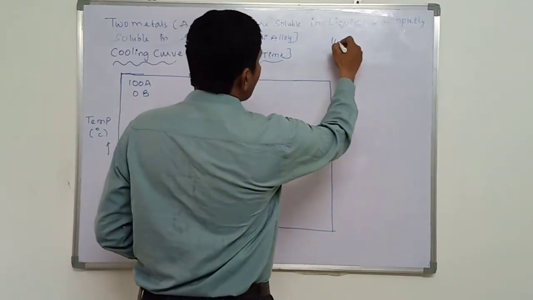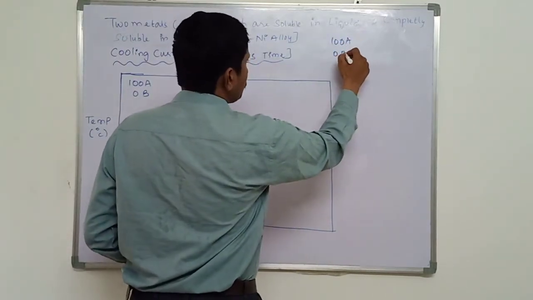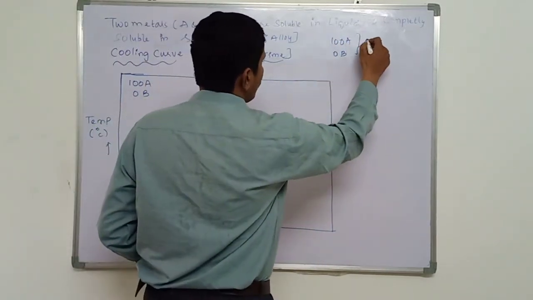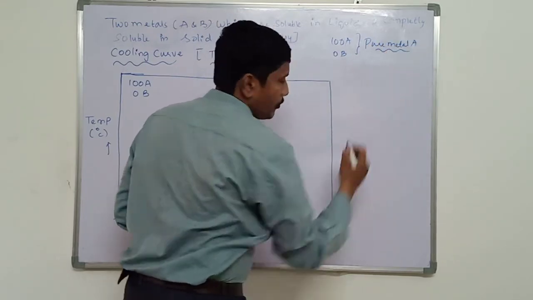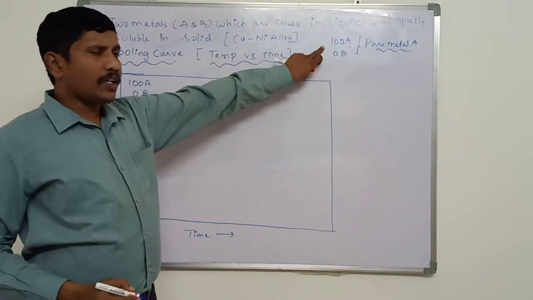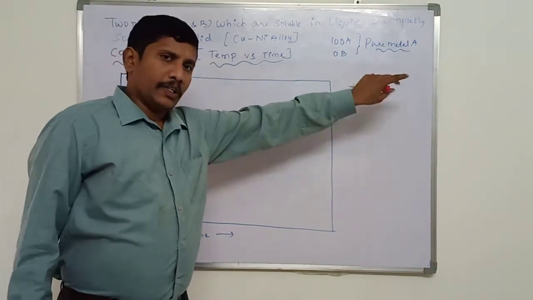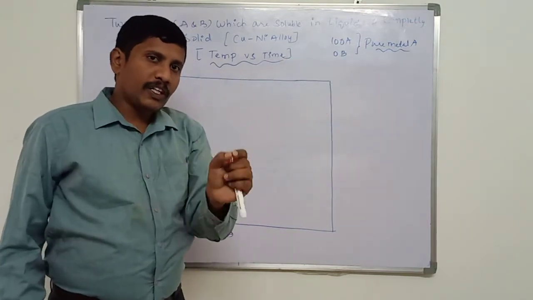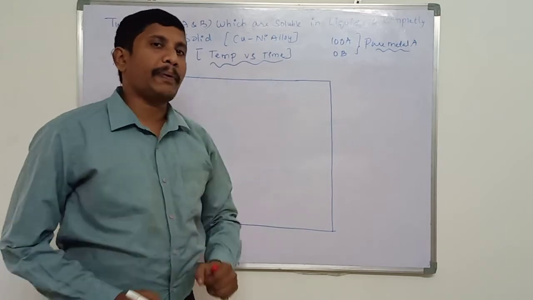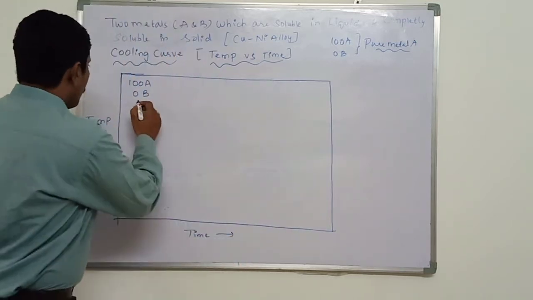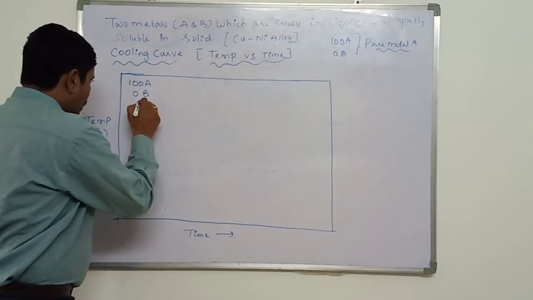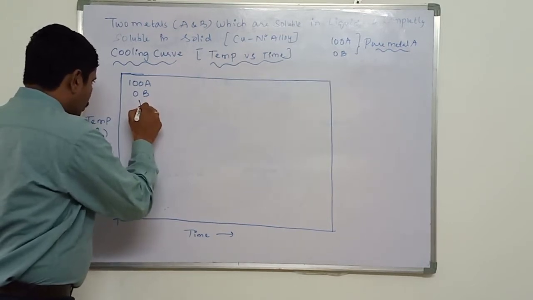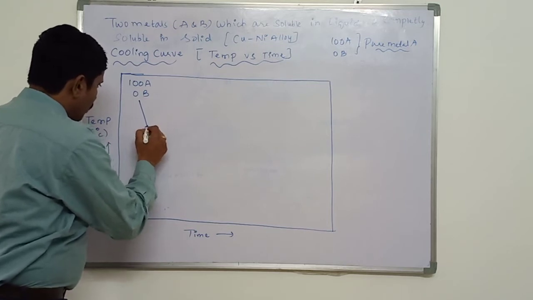So 100% A and 0% B. It is nothing but pure metal A. If you construct the cooling curve for pure metal A, the solidification will start and solidification will end at a fixed temperature, right? So if I am drawing the cooling curve, I am taking a constant rate of cooling. I am doing equilibrium cooling or slow cooling, right?